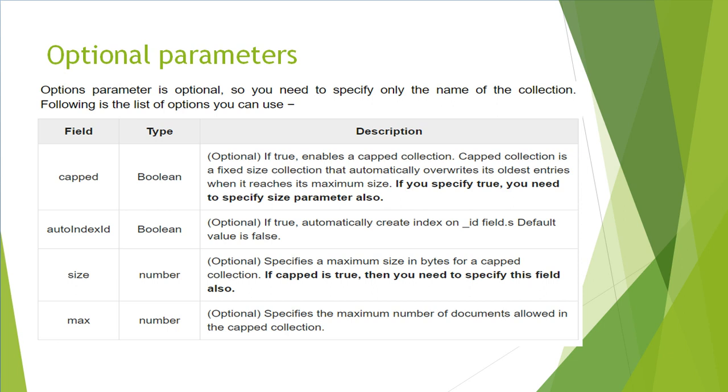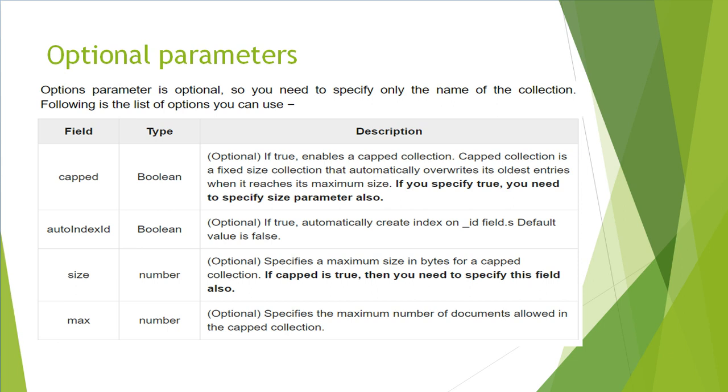These are a few of the optional parameters that we can use while creating a collection. While inserting the document, MongoDB first checks the size field, that is the capped size. Though these options are optional, while inserting the document MongoDB first checks the size field of the capped collection, then it checks the max field.